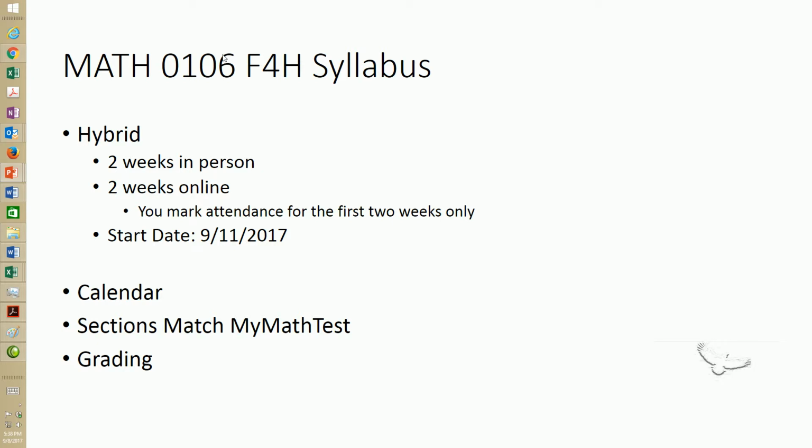the Math 106 F4H syllabus. So we're going to look at the syllabus in just a minute. The syllabus shows that this is a hybrid course, 2 weeks in person, 2 weeks online. You mark attendance for the first 2 weeks only. The start date is Monday, September 11th.